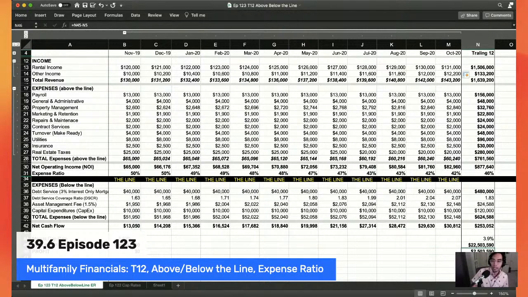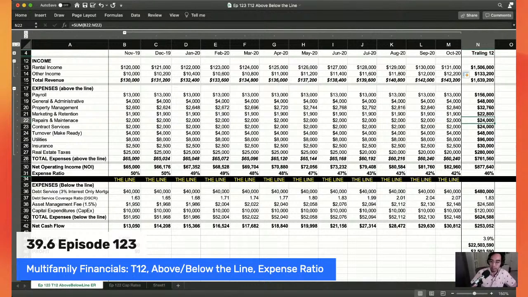Okay, so a trailing 12 looks at all 12 of those months. You can see all the different line items. Again, as a review, the expense ratio is your expenses above the line divided by your total revenue. Your above the line expenses are those to the asset. Your below the line expenses are those outside the asset that are kind of optional, discretionary expenses that not everybody would be using, like capital expenditures or asset management fee, or even just having a mortgage.